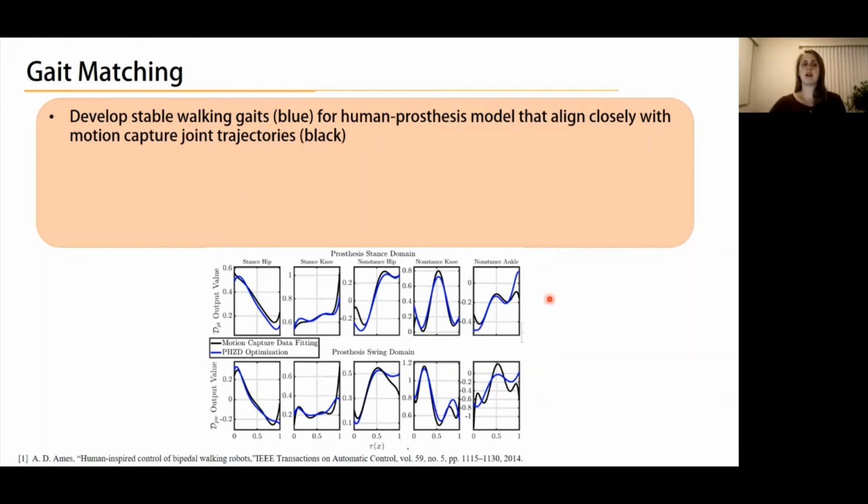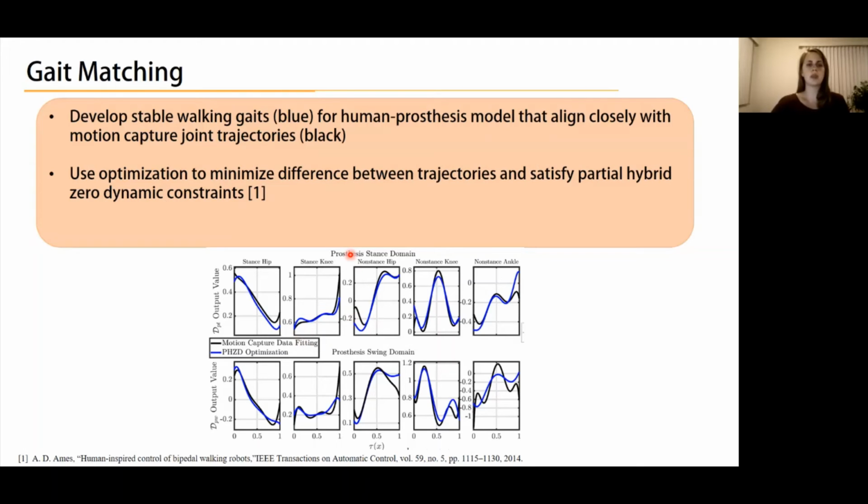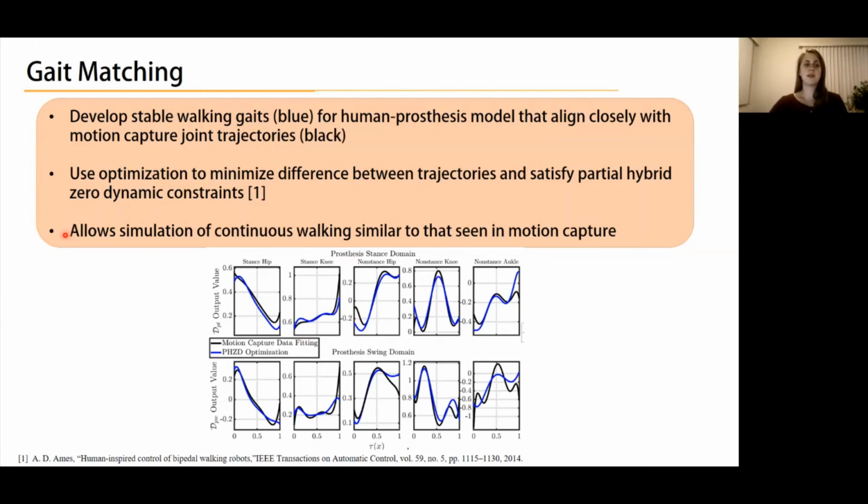With the motion capture data, we also develop stable walking gaits, shown here in blue, for the human prosthesis model that align closely with the motion capture joint trajectories, shown in black. We use optimization to minimize the difference between these trajectories and satisfy partial hybrid zero-dynamic constraints. These constraints guarantee stability in the presence of impacts and zero dynamics. By developing these stable walking trajectories, we now can simulate continuous walking similar to that seen in motion capture, so that we can replicate the behavior of the human to test our controller.